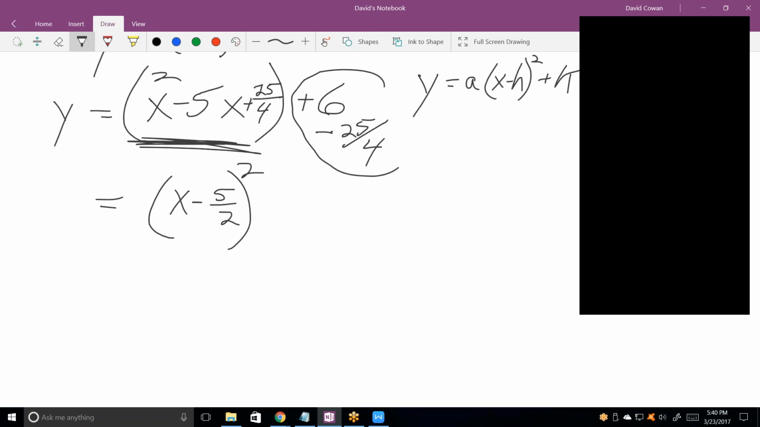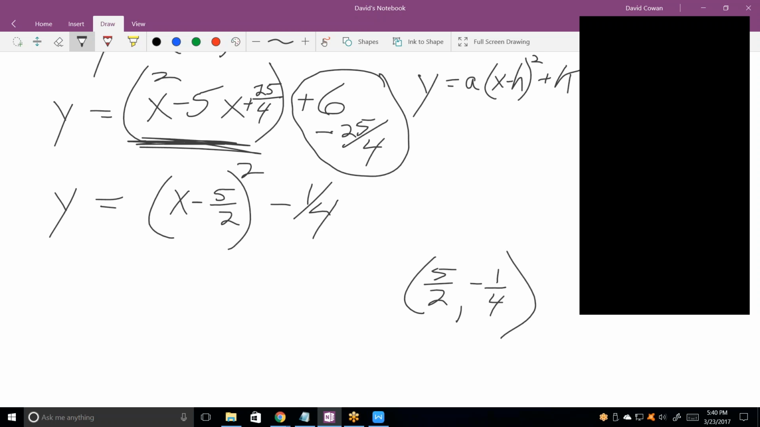Combine these two numbers. That's 6. That's minus 6 1/4, minus 1/4. There's my equation in vertex format. A is 1. Now what's the advantage of having it in vertex format is you're staring at the vertex. The vertex is 5/2, comma, negative 1/4. That's where your vertex is.